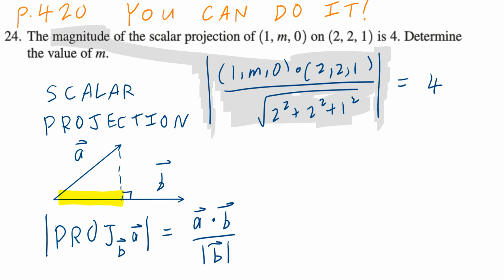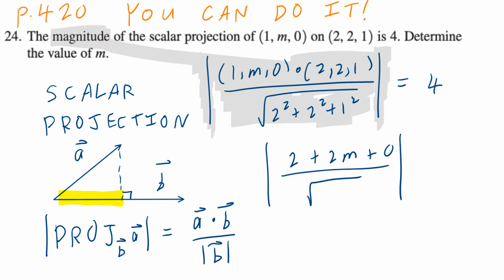Now, how do we do this? If you think about the dot product, 1 times 2 is going to be 2, m times 2 is going to be 2m, and 0 times 1 is going to be 0. If you look at the denominator, the square root of 2 squared plus 2 squared plus 1 squared is going to be 4 plus 4 plus 1, which is the same as 9, and this equals 4. Now, if you look at this carefully, I can look at the top and say the absolute value, or the magnitude, of 2 plus 2m, divided by 3 equals 4. We know 3 is positive, so there's no need to put the absolute sign around this.